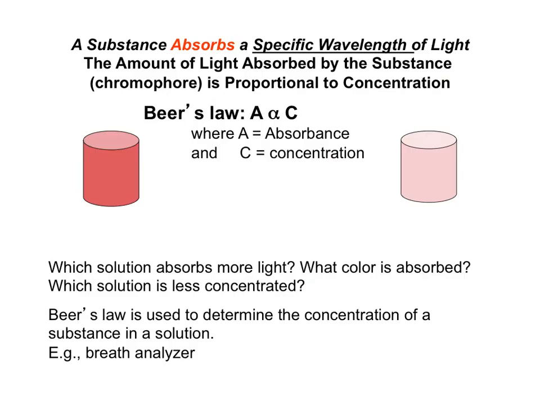You have two solutions, a dark red solution and a light red solution. Stop the video and answer these questions. And the answers are, you just showed an application of Beer's law, which states that the amount of light absorbed is directly proportional to the concentration of the solution.